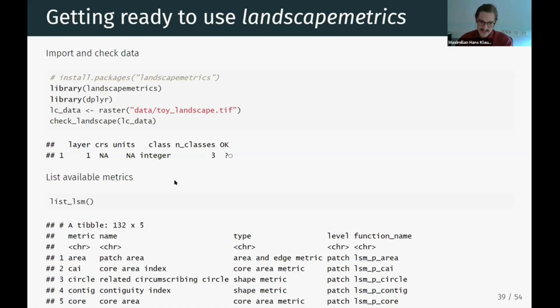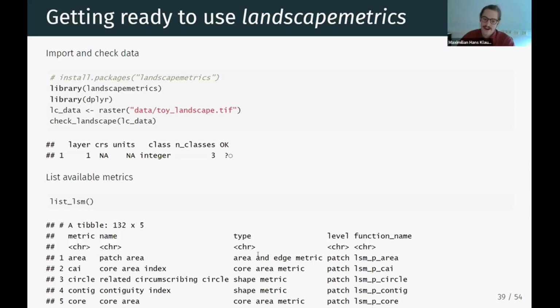You can see here the result is a table, so basically an advanced data frame. And you see that at the moment we have 132 different metrics. If you look at the table, you can see the name of the metric in the first column, or the short name, so the abbreviation of the metric. You see the whole name, and you see the type of the metric, so all metrics are designed to describe a certain characteristic of the landscape.